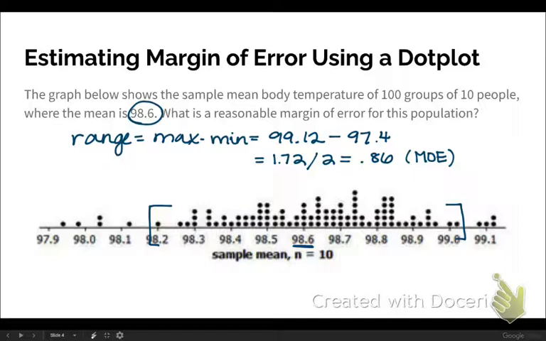If we were asked to give the range of values for that margin of error, we would take 98.6 and we would add the 0.86 and we would subtract the 0.86. And so we're saying that basically we found a mean of 98.6, but we think that a certain amount of time that we were to do this experiment or observation or whatever type of study we're doing, we think our mean would actually fall in between these two numbers.